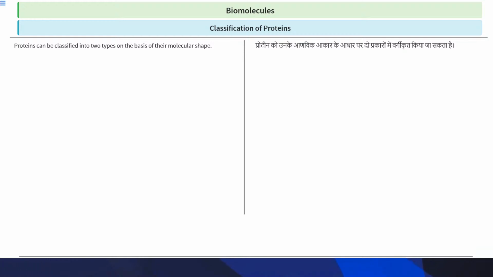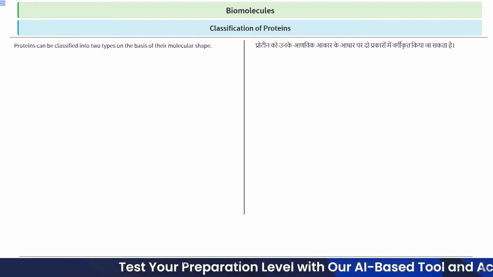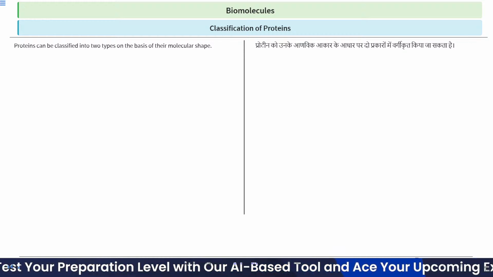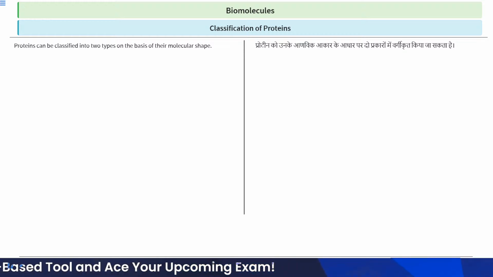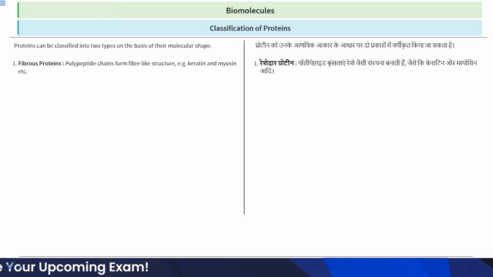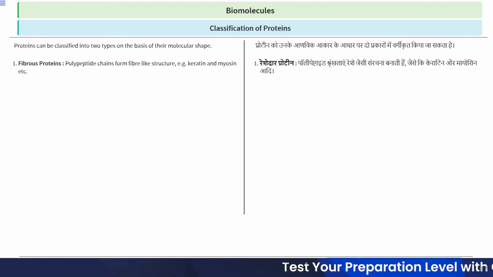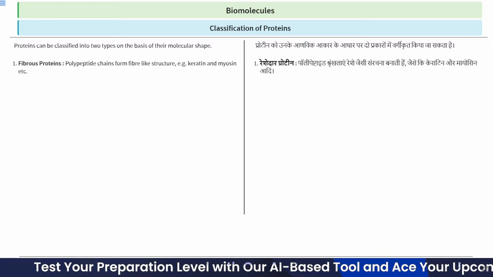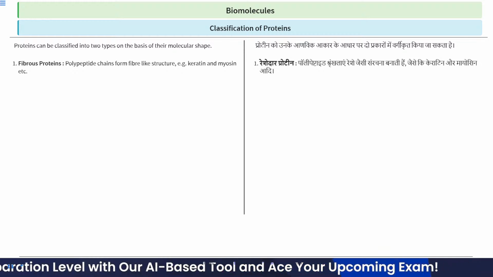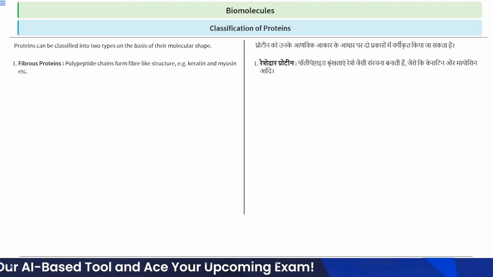Classification of proteins. Proteins can be classified into two types on the basis of their molecular shape. Depending on the molecular shape of the protein, we can classify it into two basic types. First one is fibrous proteins. Polypeptide chains form a fiber-like structure, for example, keratin and myosin. So keratin and myosin are fibrous proteins. They form a fiber-like structure.